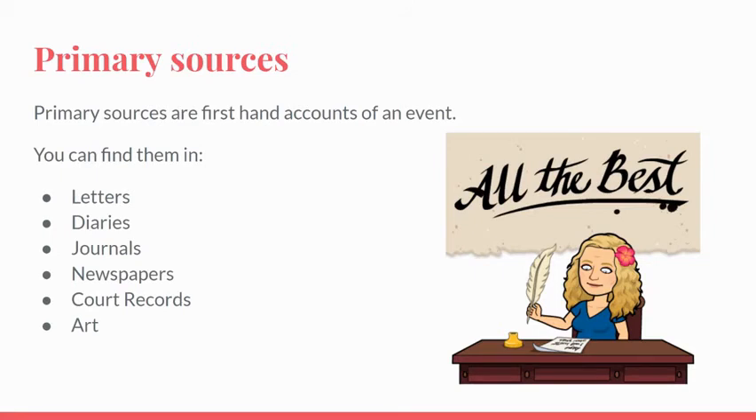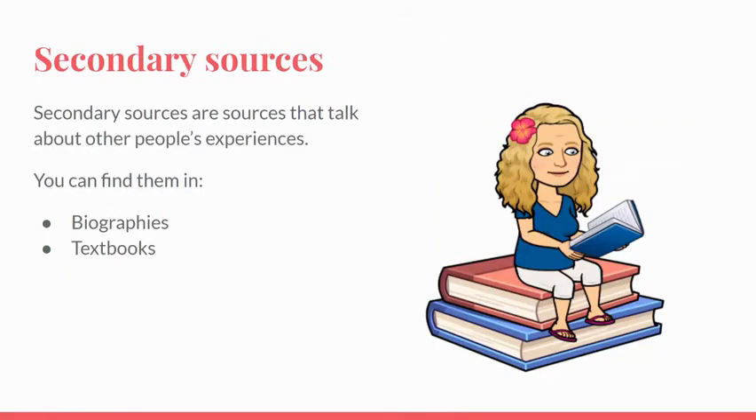And they're found in letters, so letters from person to person, diaries, journals, newspapers, court records, and art. So even art, paintings, and things like that, they can be used as primary sources that tell us what happened in an event. And then the next one is secondary sources.